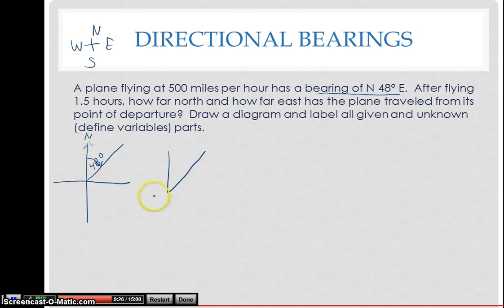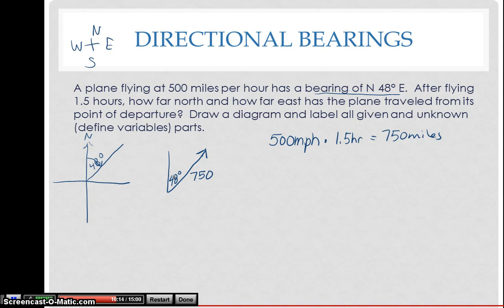Okay, so here we have our axis, and this is where the plane is actually flying, so it's going this way. And we know that the plane is flying at 500 miles per hour, and it flies for 1.5 hours. So we're going to see how far it flies after those 1.5 hours. So 500 miles per hour times 1.5 hours, and that's going to give us 750 miles. So we know it's going to fly 750 miles in those 1.5 hours. Okay, and we know that our bearing is 48 degrees.